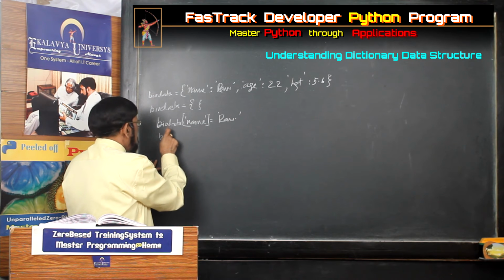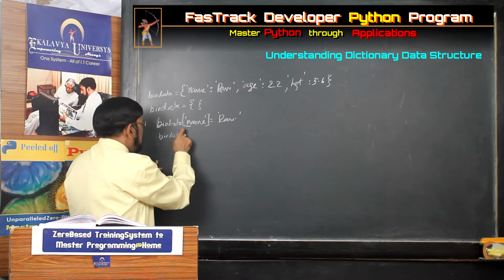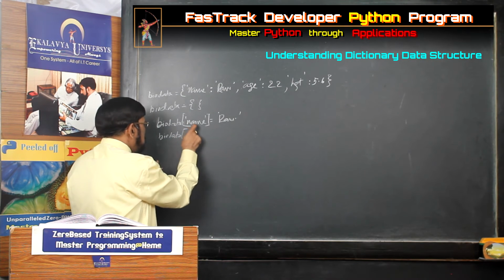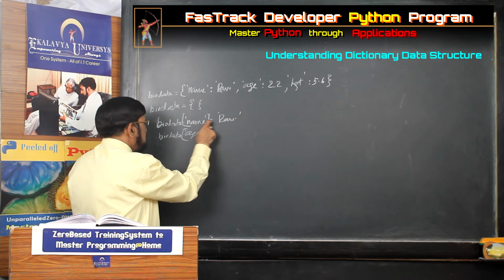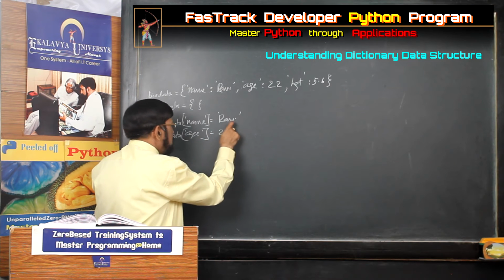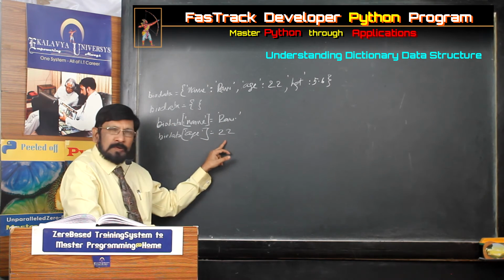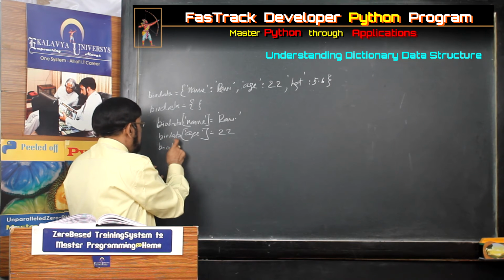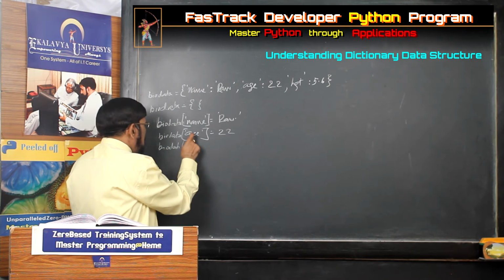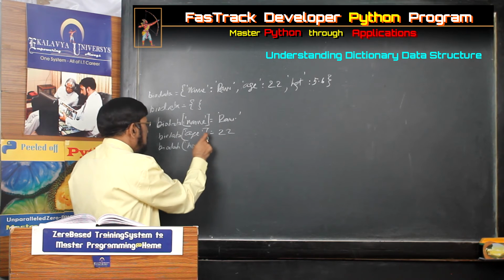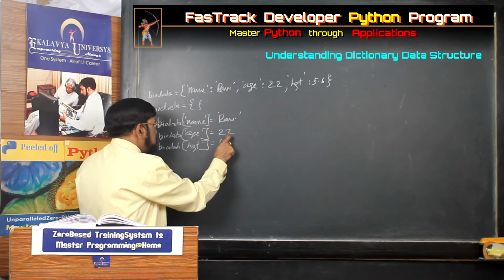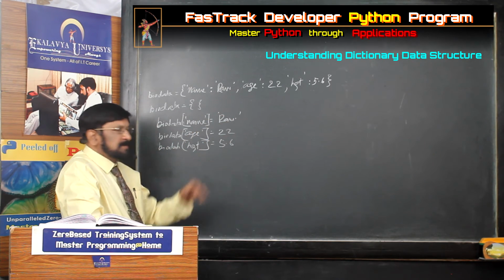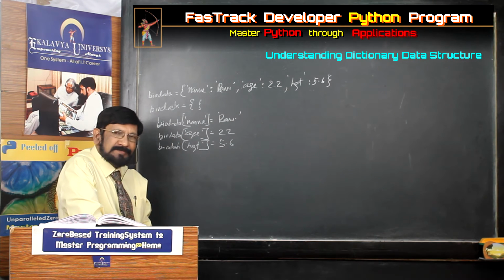Next, second item, pydata. What do you want to put? Age, 22. Here no single quotes. Next, pydata height, 5.6. If you want to initialize, you can initialize them like this.